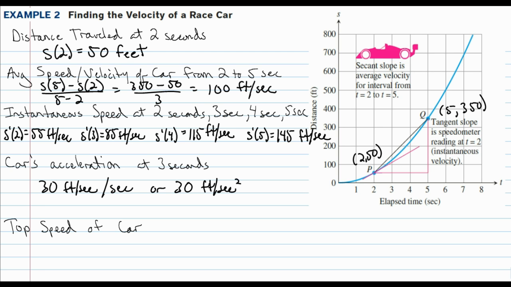The top speed of the car, well, my tangent lines are getting steeper and steeper and steeper, so I'm going to estimate that the top speed of my car is at 8 seconds. And again, that's a little bit of an approximation, so I'll say S prime of 8 is about 235 feet per second. That is a fast car.